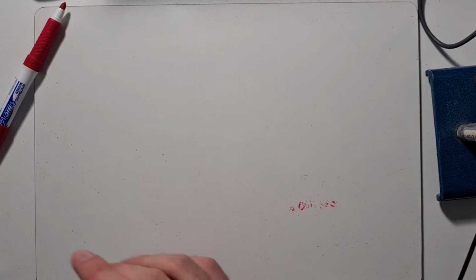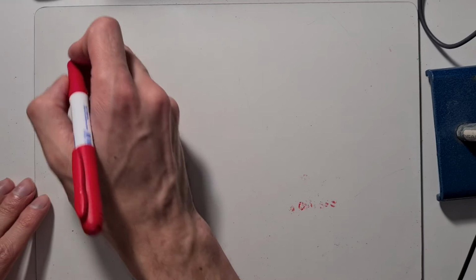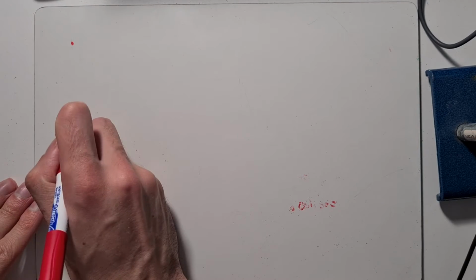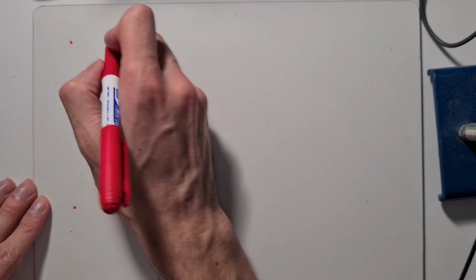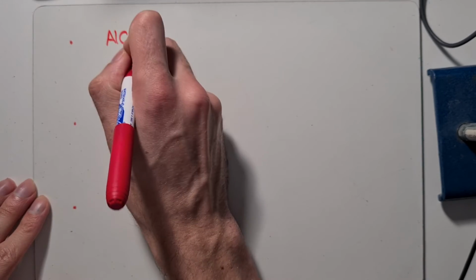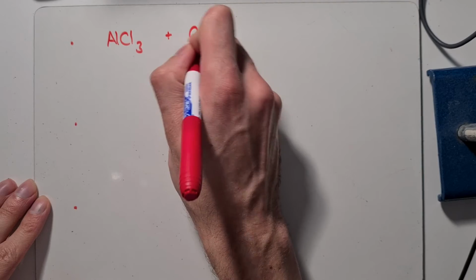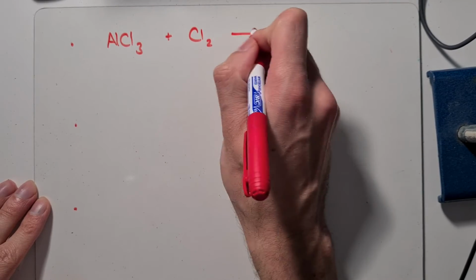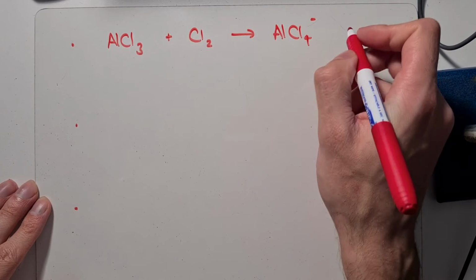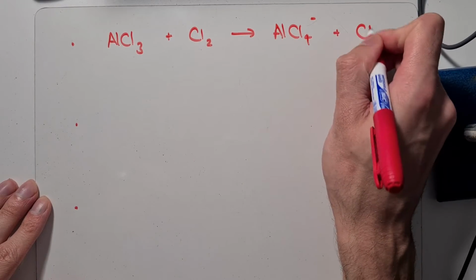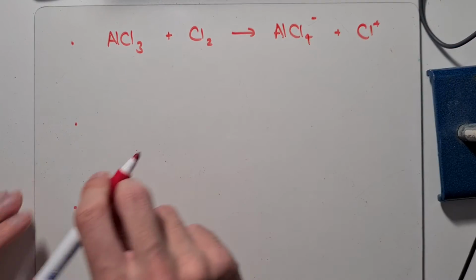B, that's for the mechanism. So we've got in this mechanism 3 stages. The first is the generation of the electrophile. I'm going to use our catalyst, react it with chlorine. That's going to give me AlCl4- plus Cl+, which is our electrophile.